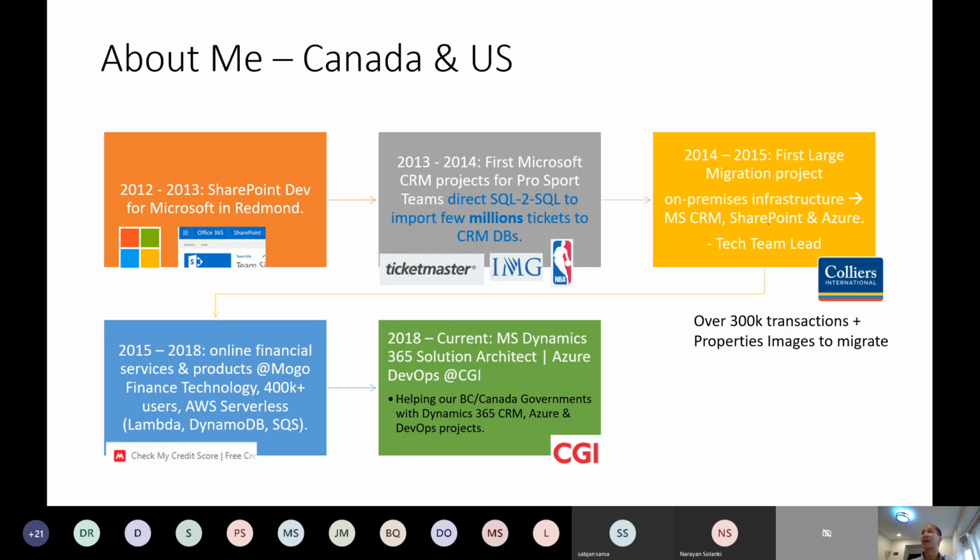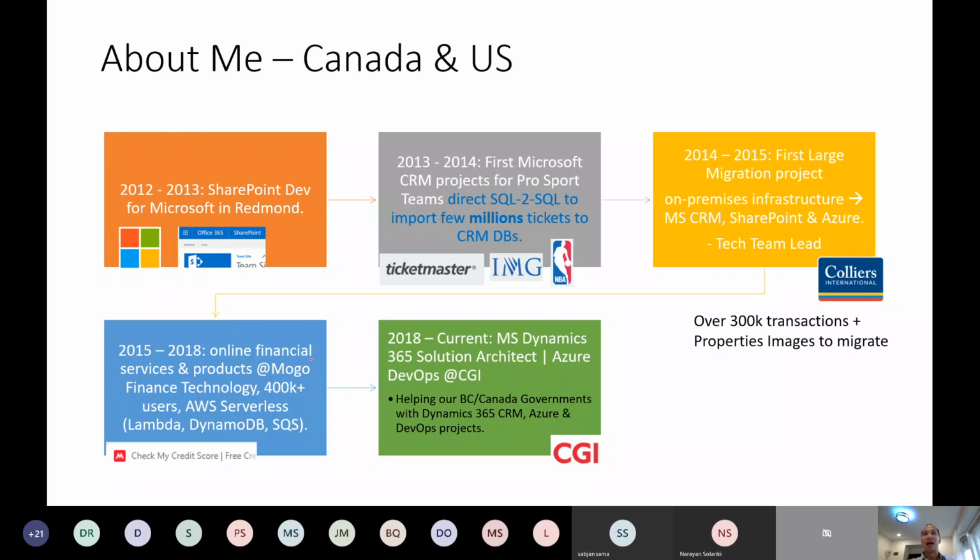Then I moved on to one of my biggest CRM projects, for Colliers International, the number one real estate company in Canada, as a technical team lead. Our mission was migrating everything from on-prem, which is SQL on-prem and web applications, what you can think of as an enterprise architecture, everything on-prem, and we moved to Microsoft in the cloud, which is CRM 2015 Online, SharePoint Online, and Azure Online.